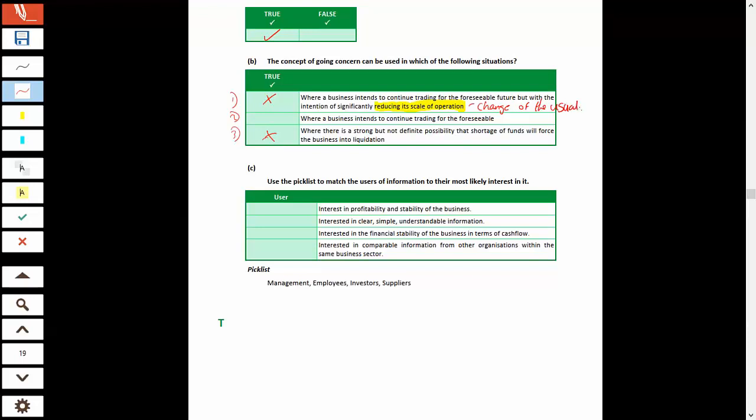Because it's a change of the usual, it doesn't go in line with the concept of going concern. It simply doesn't. And then by process of elimination, we found the right one. It's the most accurate description, the most relevant one. And to be fair, you go back in any of your reading materials or any of your resources, and it will have a statement incredibly similar to that. The business intends to continue trading for the foreseeable future. So it's essentially just business as usual.